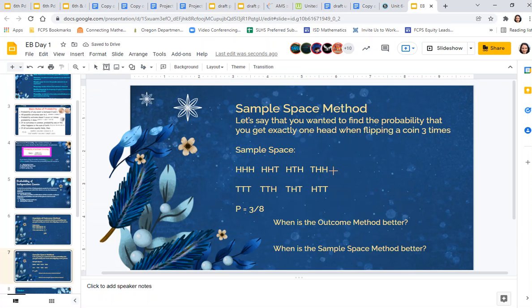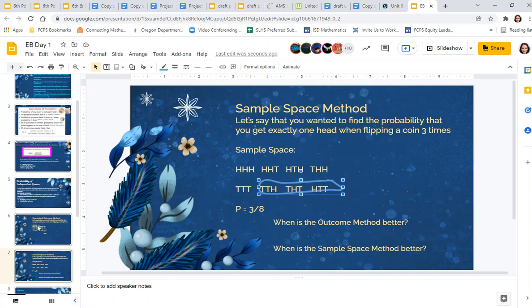Exactly 1 head, right? So none in the first row. Actually, it's just these 3. Okay, so there were 3 that had exactly 1 head out of 8 altogether. All right, so think about the outcome method versus the sample space method.